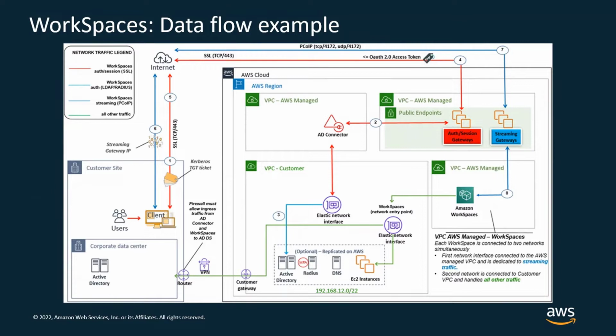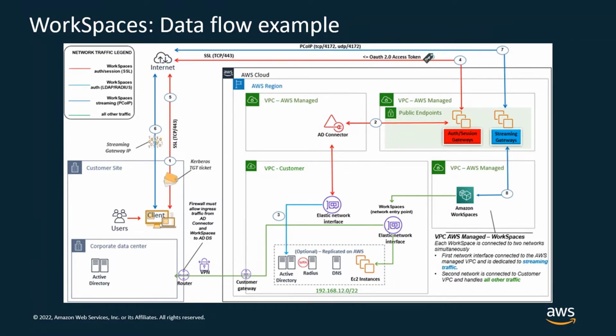This is a busy slide, and I'm just going to hit on some of the high notes here. If you look over on the left-hand side, you have a customer site, and you have users in their corporate data center, and down in the bottom left-hand corner. And I'll just trace the data flow from end to end here. So the user is in a customer site. They're on a client. We'll just say a Windows-based workstation, and they authenticate over TCP 443.